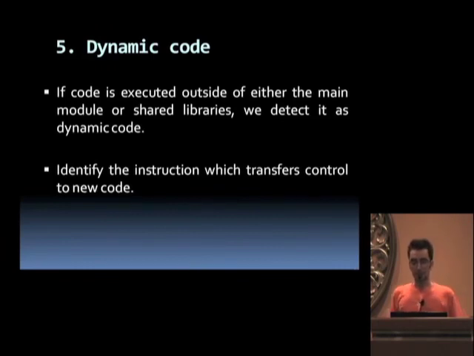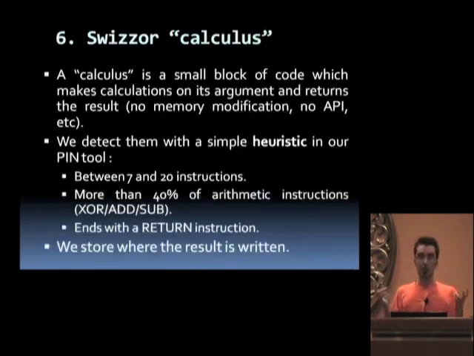So finally, the last event we are detecting is the Switzer calculus. What we call a Switzer calculus is a small block of code that makes some calculations on its argument and returns back a result. Remember, in one of the first slides I showed you, the small functions were Switzer calculus. There are a lot of Switzer calculus in the Switzer packer. There is no memory modification inside this kind of stuff, no API call, etc. So we detect them dynamically inside the Pin tool with a very simple heuristic.